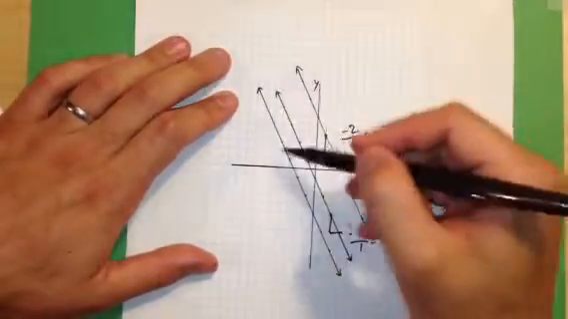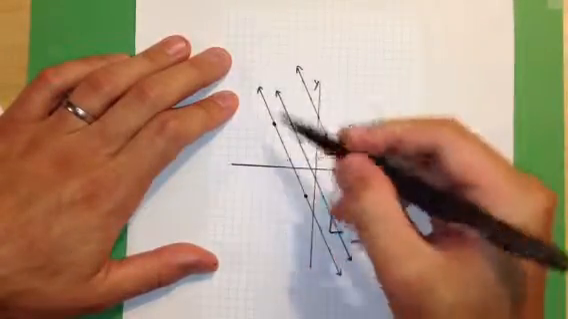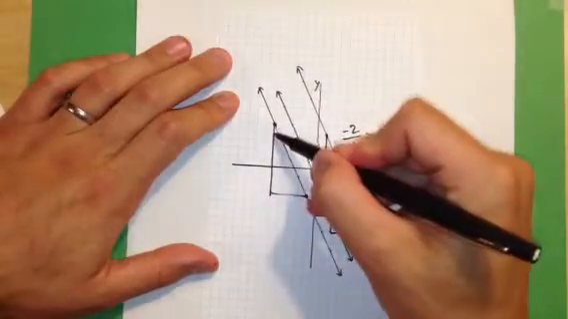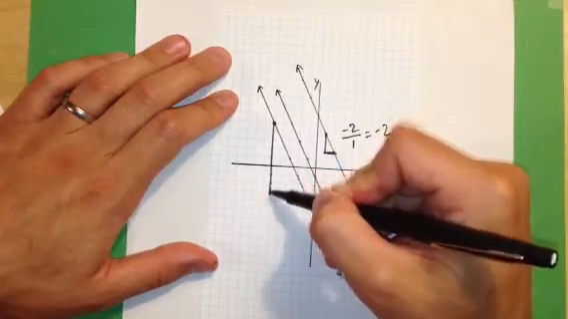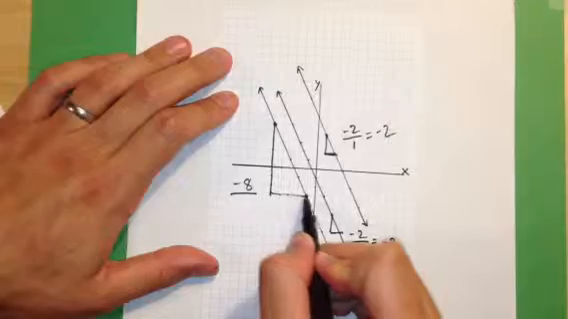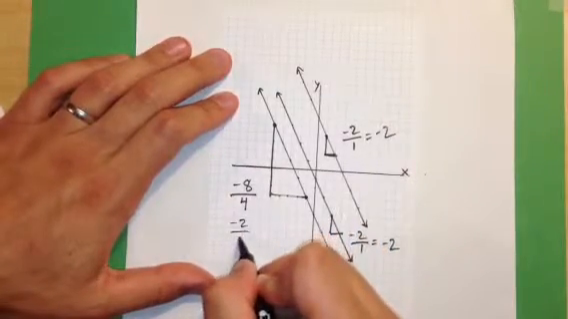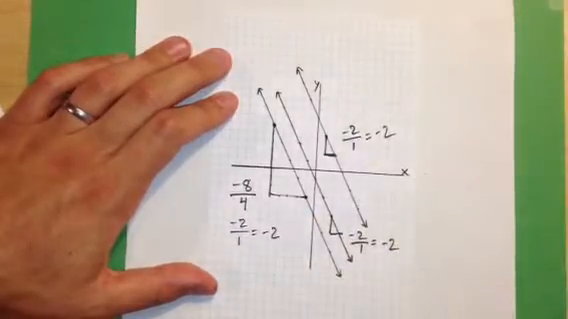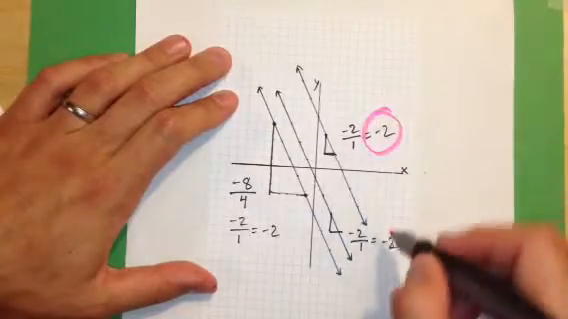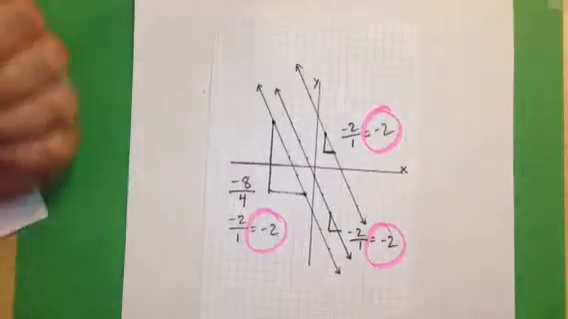Let me take a look at the bottom line. Let's pick this point here, and let's go to this point here. Changing negative 8 in the y direction for every 4 in the x direction, which simplifies to negative 2 over 1, or negative 2. So these lines are parallel, and as a result, their slopes are all negative 2. So parallel lines have the exact same slopes.